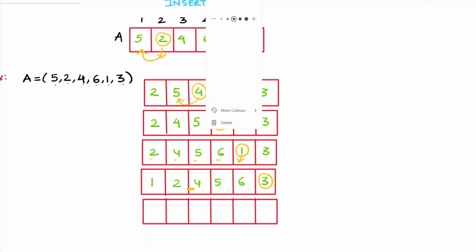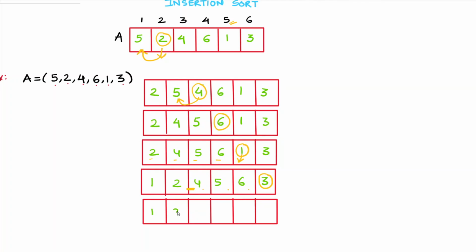1 and 2 will be intact in their positions because both of them are smaller than 3. These three numbers will be shifted towards the right so that 3 is placed at its proper position. So 3 will come over here and 4, 5, 6 will shift towards the right hand side. So finally now we have the array A, which has been sorted out using insertion sort.